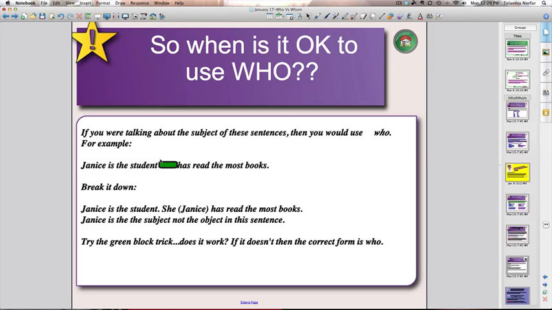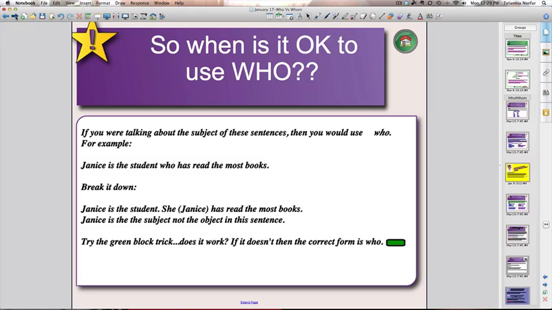So again, let's move this green block over the word who, and let's read it. Janice is the student, has read the most books. Does that make sense? Does it work? You got it. No, it doesn't. So then the correct form is who. If it did make sense, we would need to change it to whom. Again, no need to take notes.